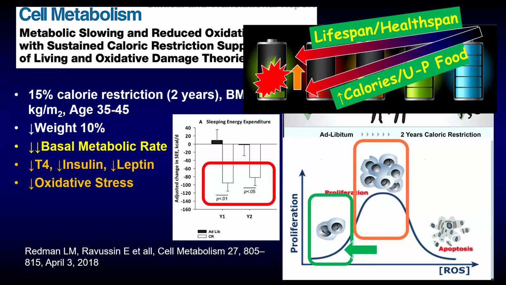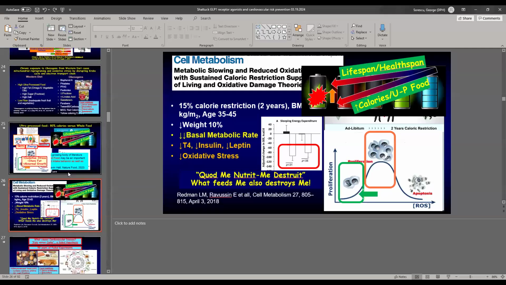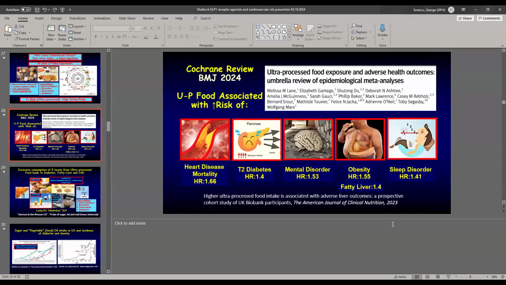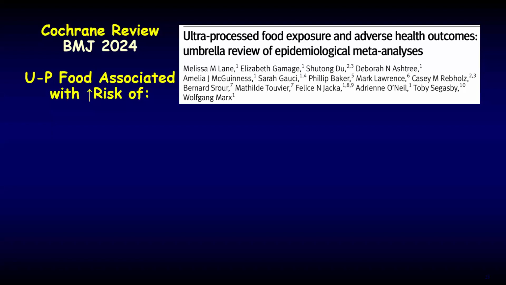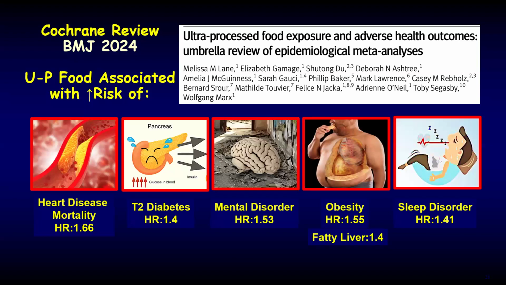And I'm going to, for those, this is a Cochrane review, a meta-analysis that was published actually last week. Ultra-processed food has been associated with a higher risk of heart disease mortality. The hazard ratio here is 1.6, type 2 diabetes 1.4, and chronic mental illness. I'm talking about anxiety and depression, but also serious psychiatric illnesses like schizophrenia or bipolar disease, obesity, sleep disorder, and also fatty liver.